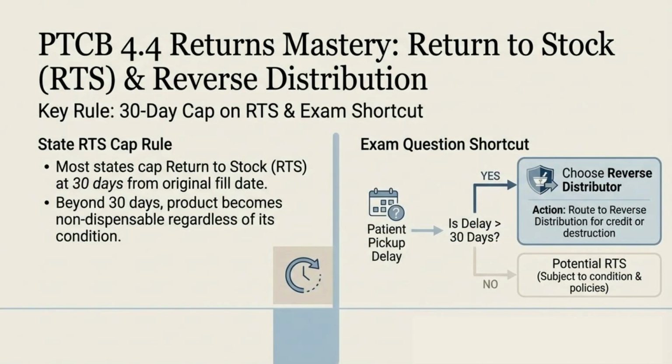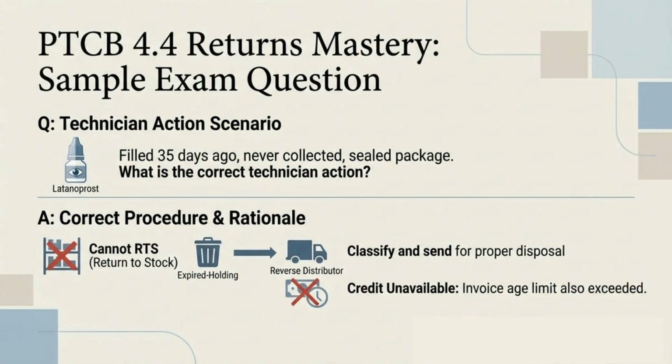Most states cap return to stock at 30 days from the original fill date. If a patient pickup delay is greater than 30 days, the product is routed to the reverse distributor for destruction. A latanoprost prescription filled 35 days ago cannot be returned to stock due to the 30-day cap. It must be classified as expired holding and sent to the reverse distributor for proper disposal. Credit is unavailable due to the invoice age limit.